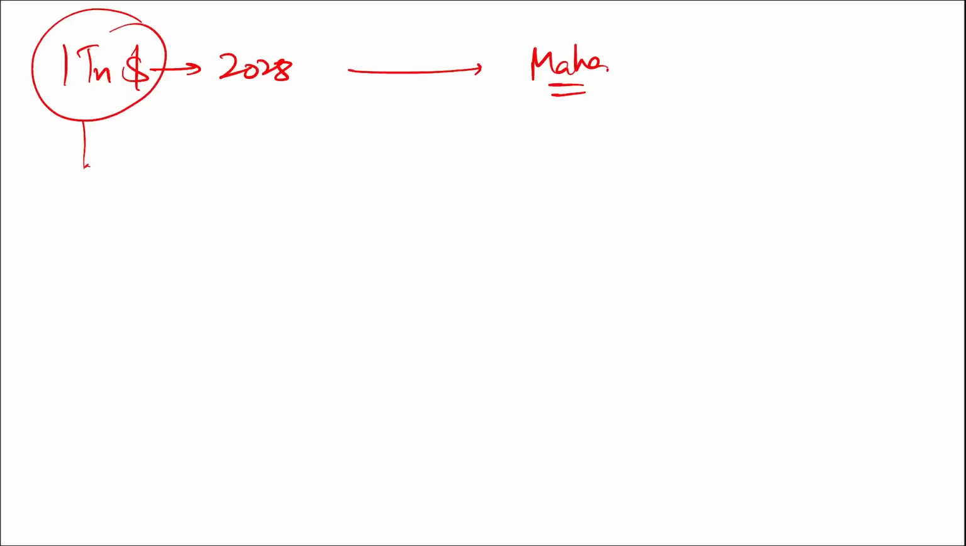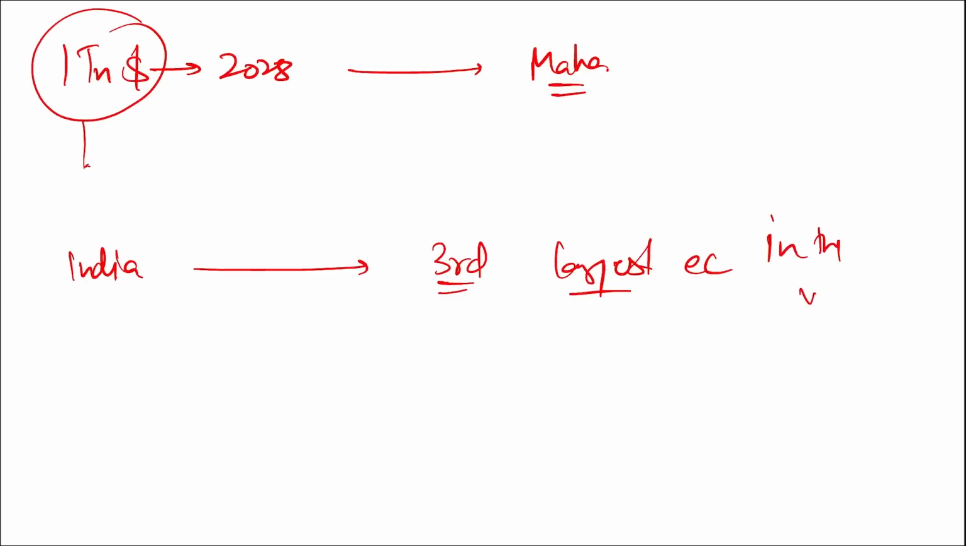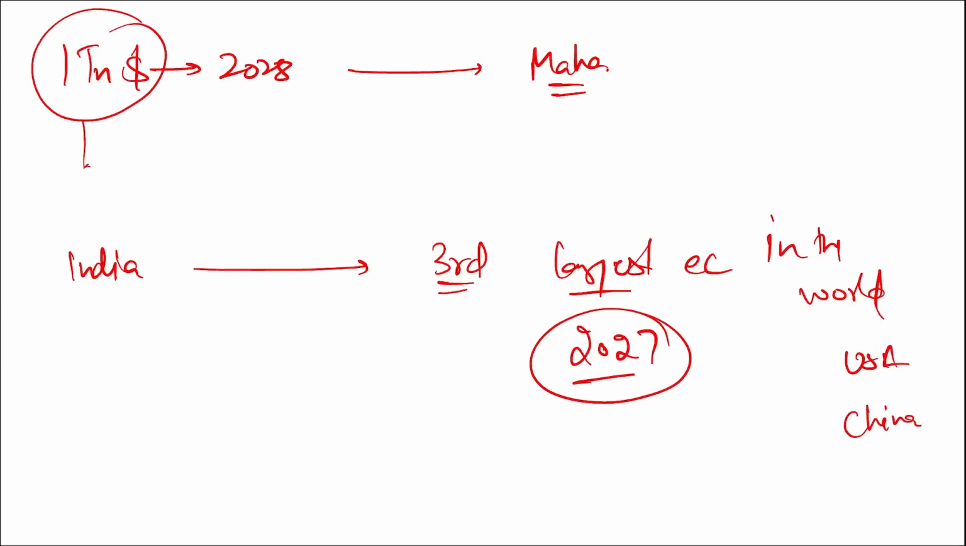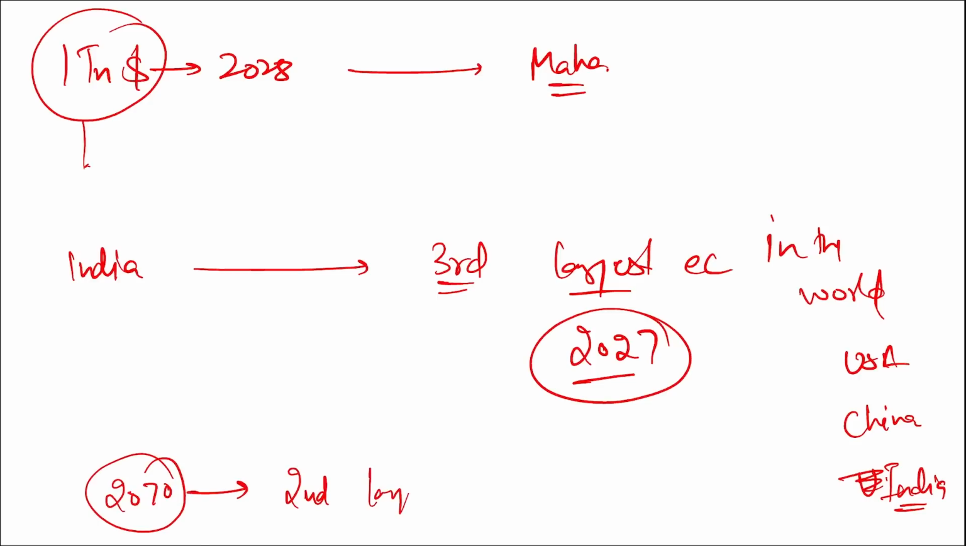Next, recently which state is aiming to become a $1 trillion economy by 2028, or which state of India? It is Maharashtra. Right, Maharashtra is aiming to become a $1 trillion economy by 2028, and India is projecting that we will become the third largest economy in the world, correct, by 2027, and this is important. On top, USA, followed by China, and India in third position. There was another report that estimated that by the year 2070, we will become the second largest GDP in the world, correct? And on the top will be China.